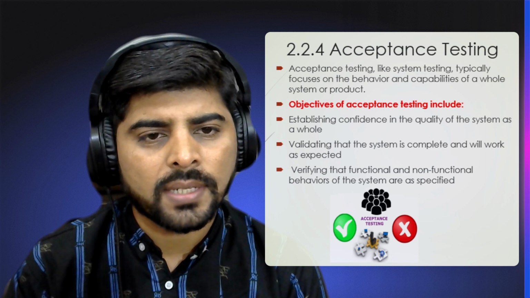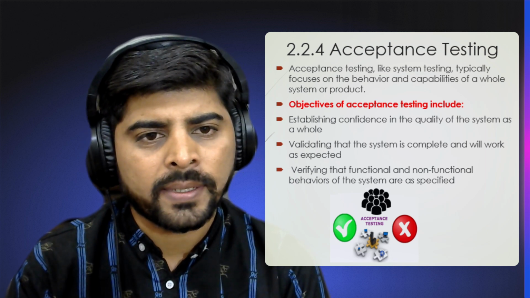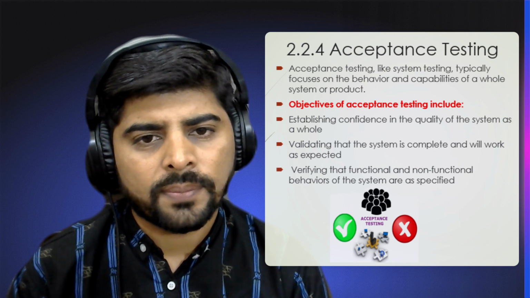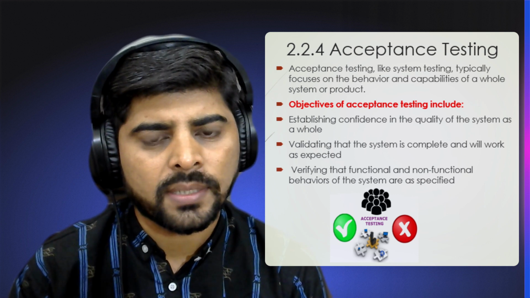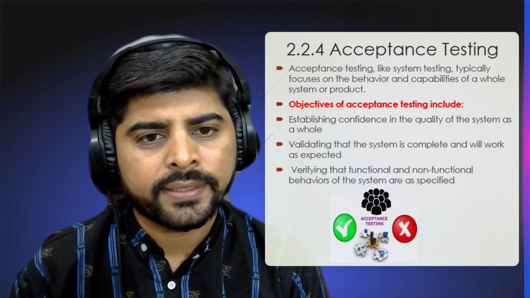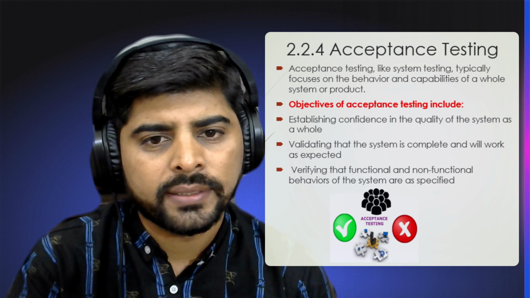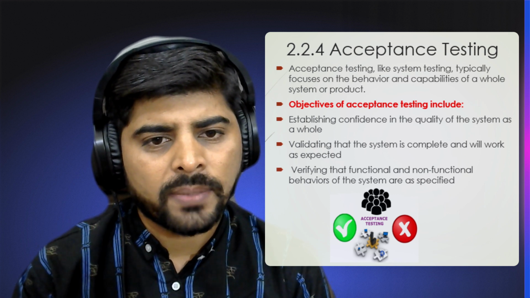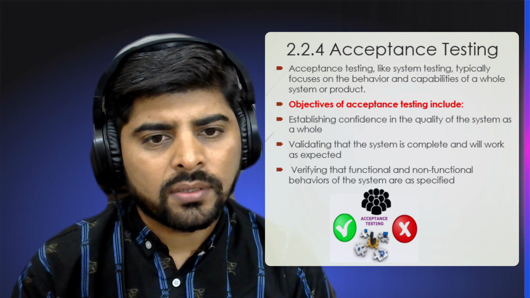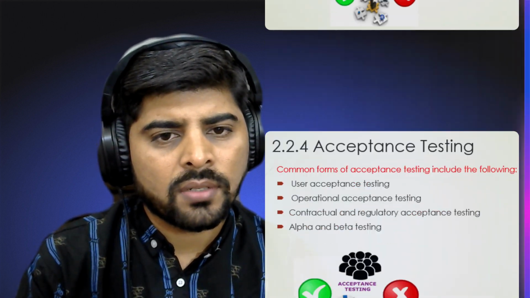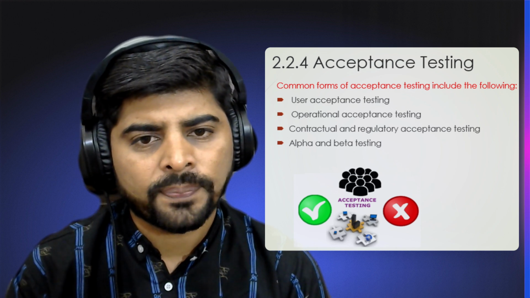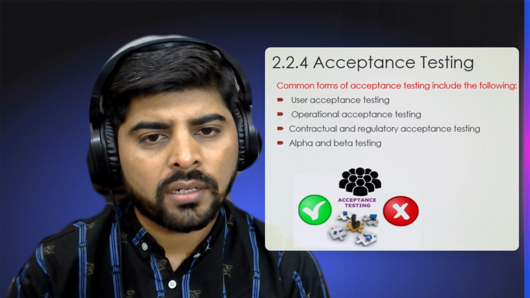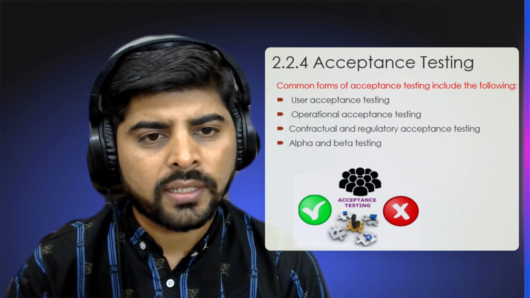So let's talk about acceptance testing, which is in section 2.2.4. Acceptance testing, like system testing, typically focuses on behavior and capabilities of the system as a whole. So the objectives of acceptance testing include establishing confidence in the quality of the system as a whole, validating that the system is complete and will work as expected, verifying that functional and non-functional behavior of the system are as specified. So in acceptance testing, we do alpha testing, beta testing, we do user acceptance testing, operational acceptance testing, contractual and regulatory acceptance testing.